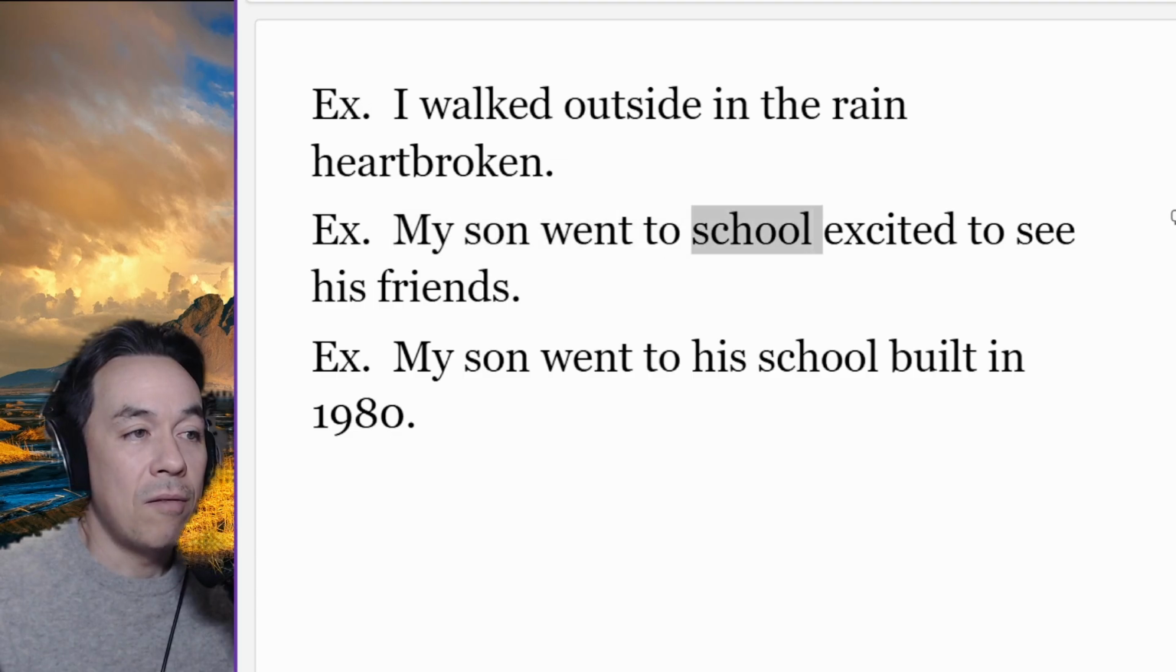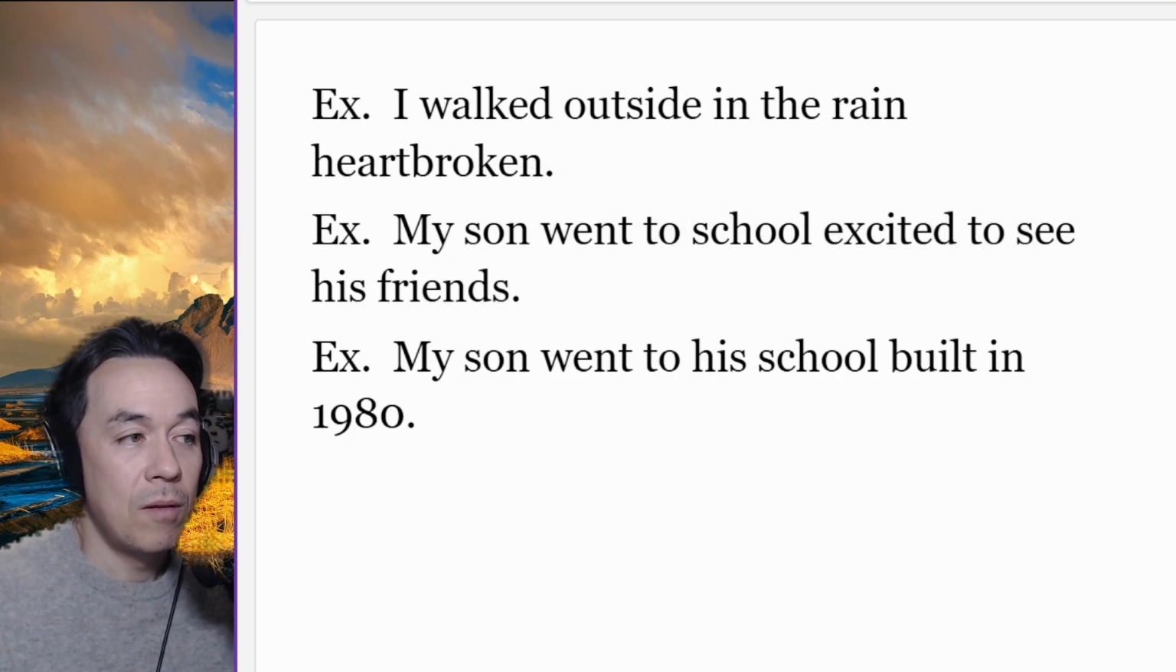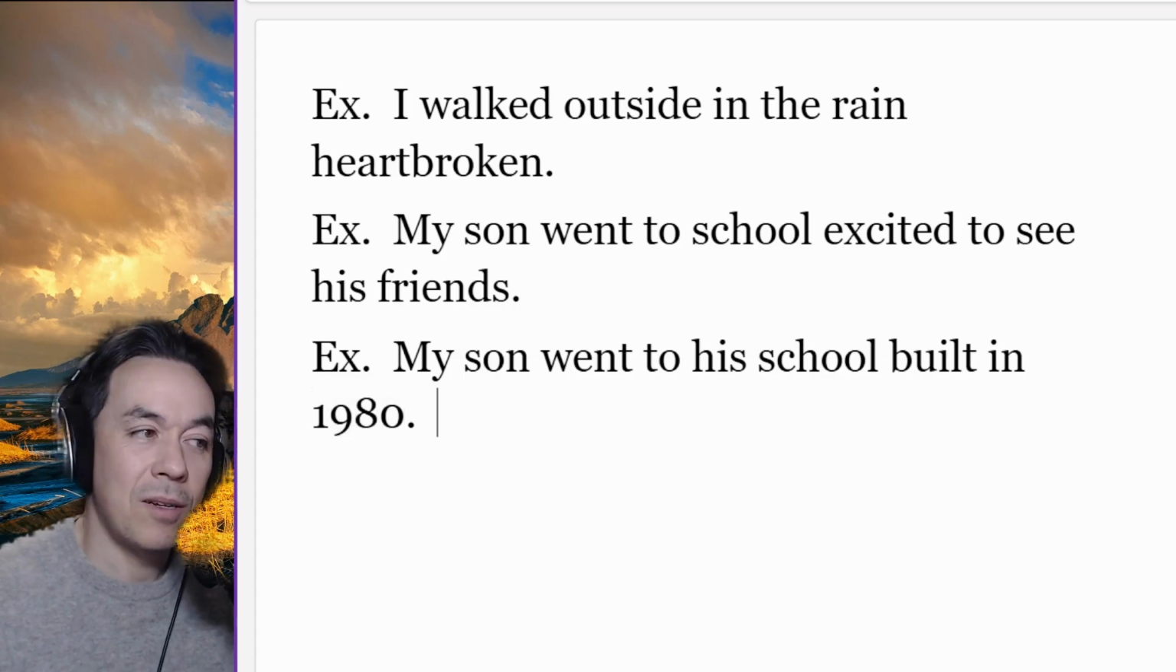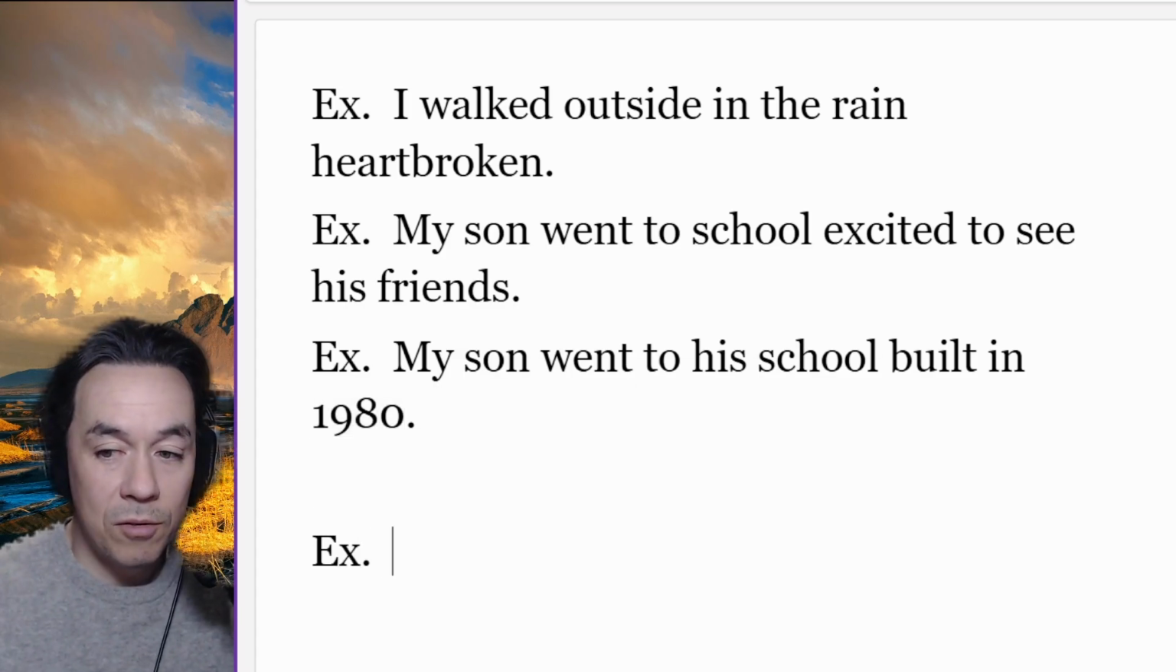Noun, verb, excited to see. Oh, that's actually kind of a double verb. Excited to see, and then noun. Noun, verb, the time. Anyway, let's do more.